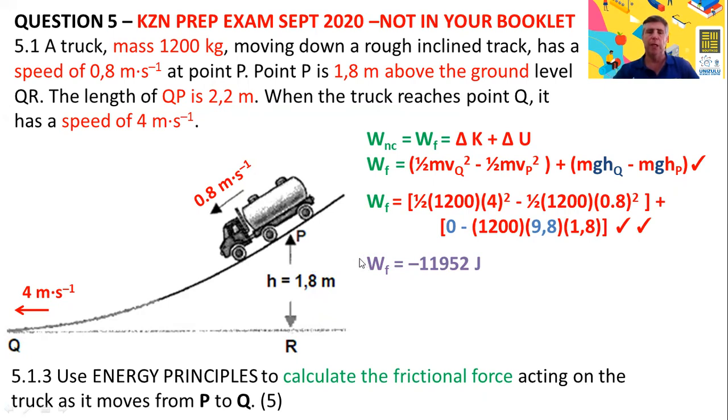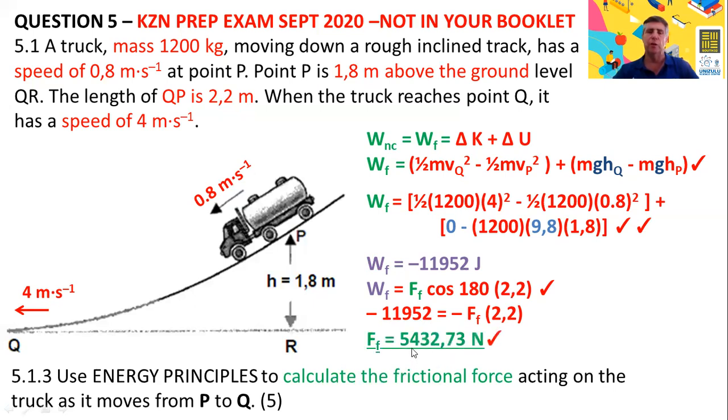But be careful, the question said calculate the frictional force, not the work. We must remember that work done is force times cos of theta times the distance. We know the distance traveled is 2.2 meters. So the force of friction is what we're actually after. And when we put in 11,952 that we get from the previous answer, we put in the distance, we get that the force of friction is 5,432.73 newtons. So we've calculated the frictional force acting on the truck as it moves from P to Q.